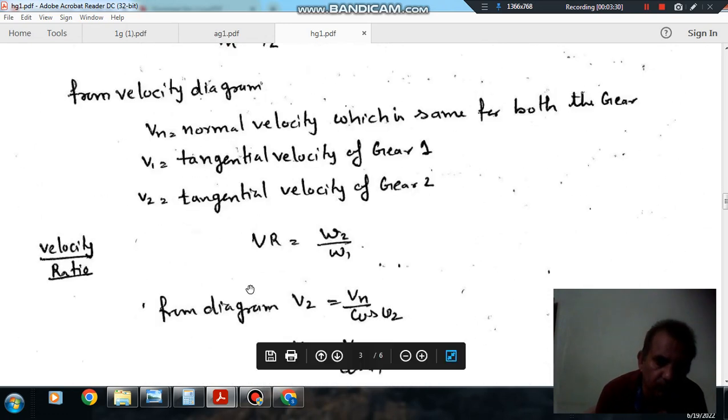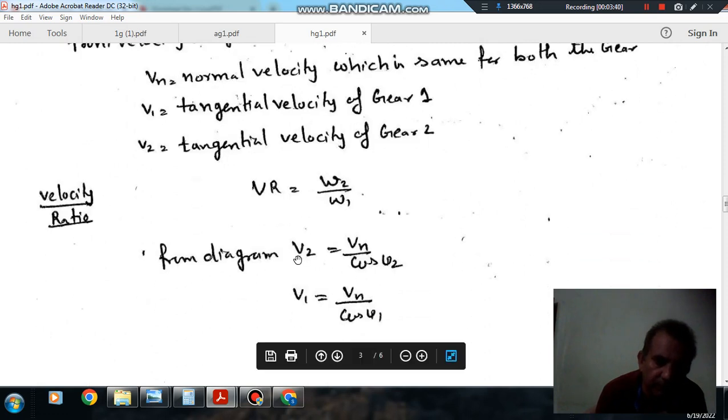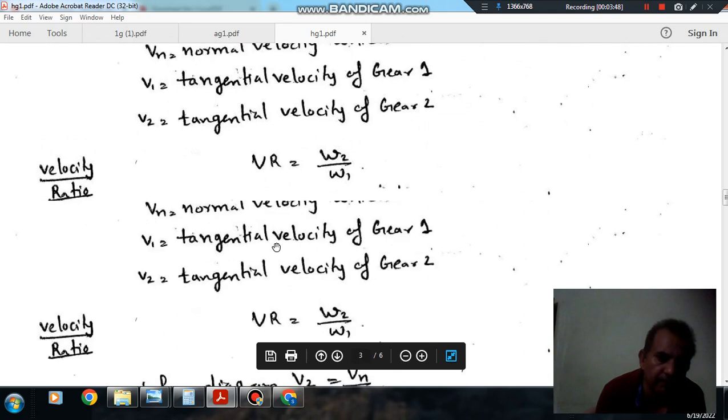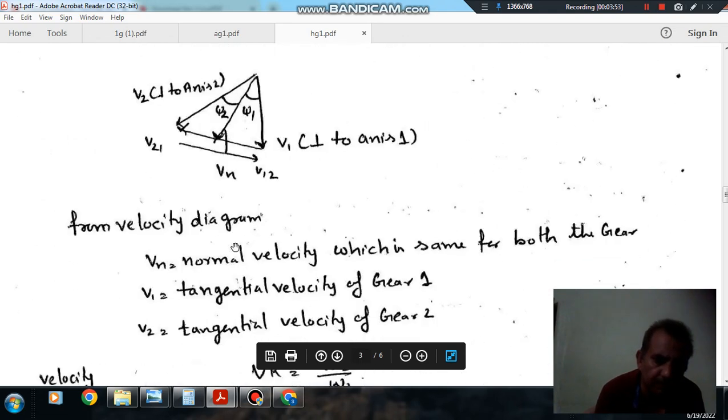v1 cos psi 1 is vn, and v2 cos psi 2 is again vn, so that is the same. Or we can say v2 is equal to vn by cos psi 2, and v1 is equal to vn by cos psi 1. So at this surface the velocity of the two gears will be the same.